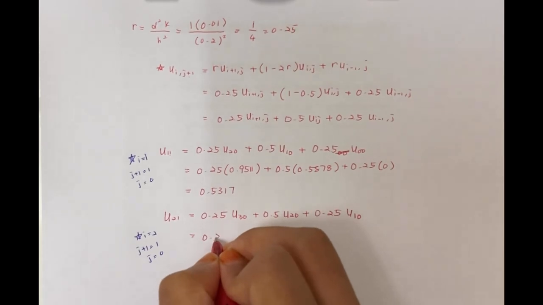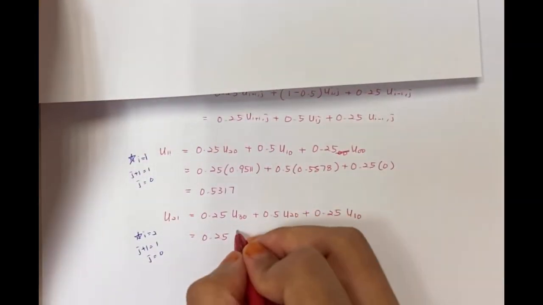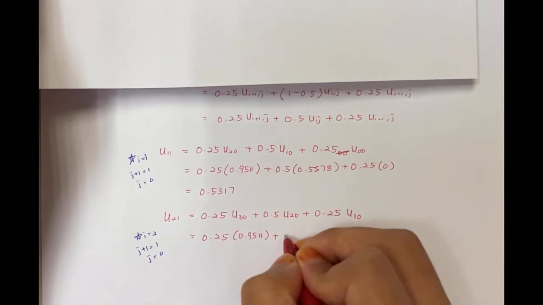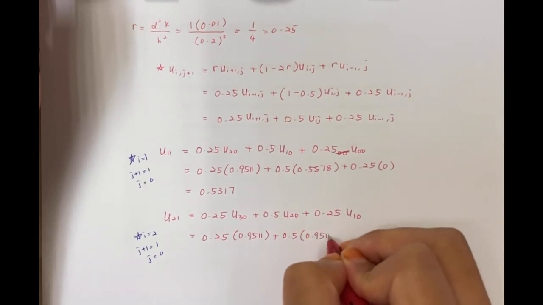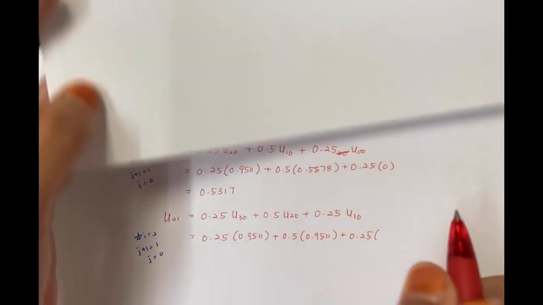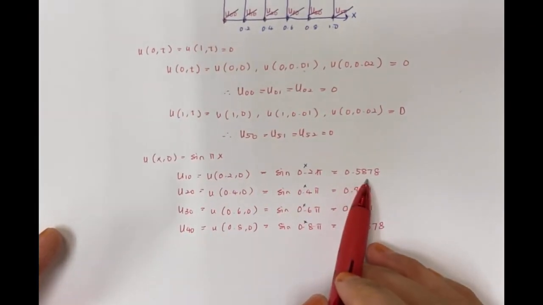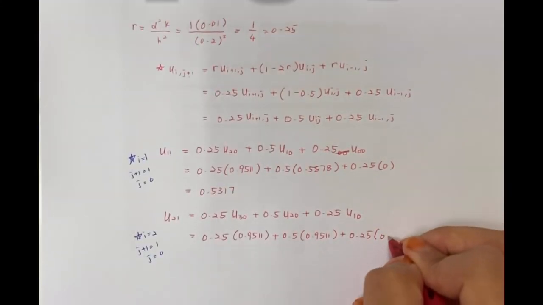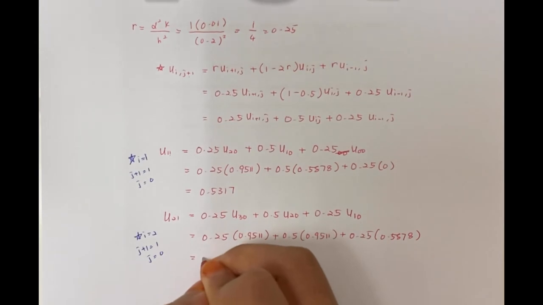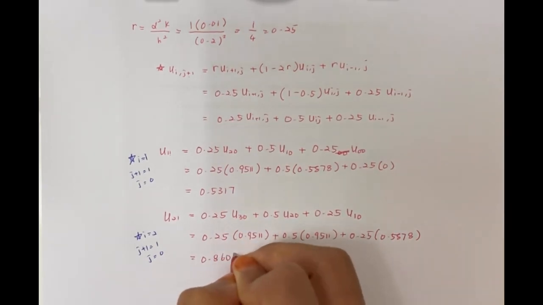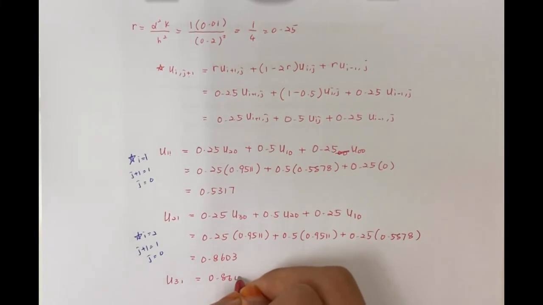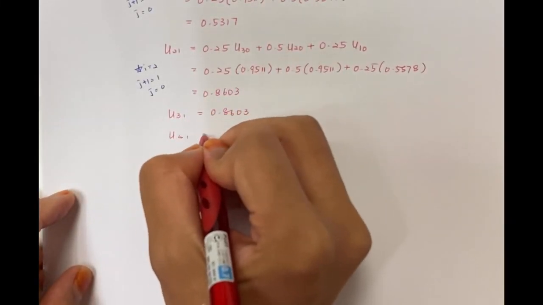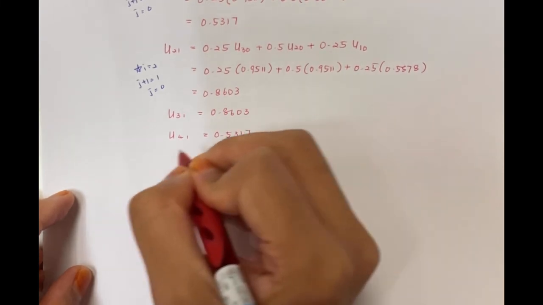So you have 0.25 u30, 0.9511, plus 0.5 u20, 0.9511, plus 0.25 u10, which is 0.5878. The answer for u21 is 0.8603. Then continue with u31. You should get 0.8603. For u41, it is equal to 0.5317.